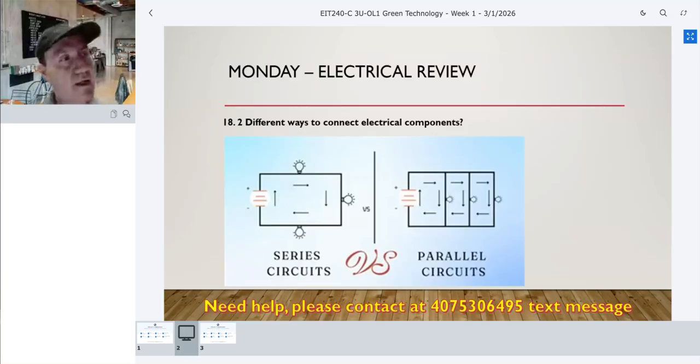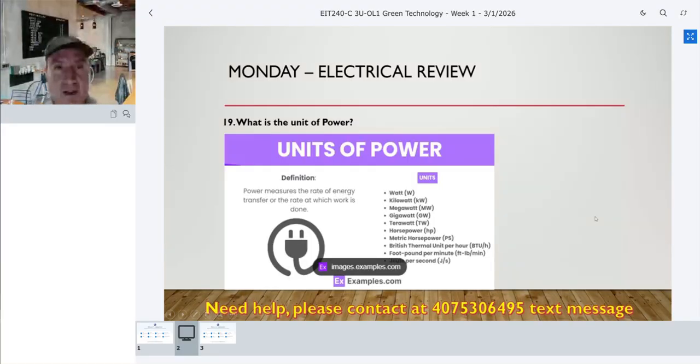Number 18 is something very important. There are two different ways to connect electrical components. You see, this circuit is in series, this circuit is in parallel, right? Pretty much this is the answer. What are the two different ways to connect electrical components? Series and parallel. Let's go to number 19.